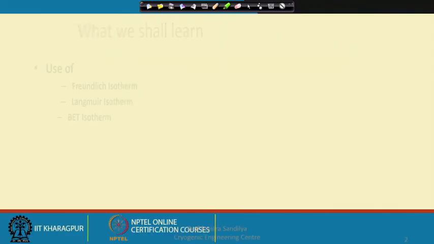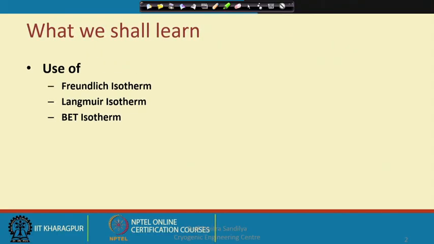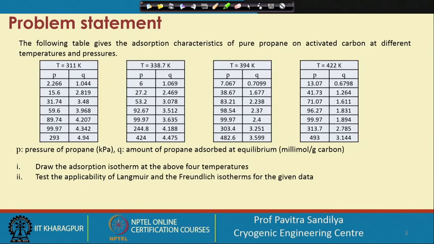After learning something about the adsorption process, today we shall be looking into some of the problems to solve this kind of processes. We shall be looking into the Freundlich isotherm, Langmuir isotherm and the BET isotherm, how the Freundlich and Langmuir isotherms are fitted, and how to use these isotherms for finding out the amount of mass adsorbed of the species.